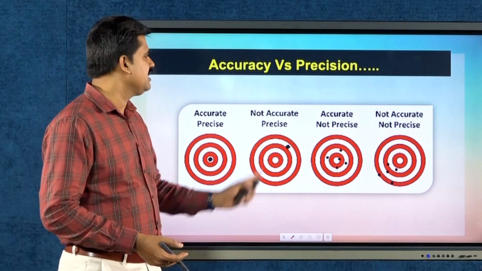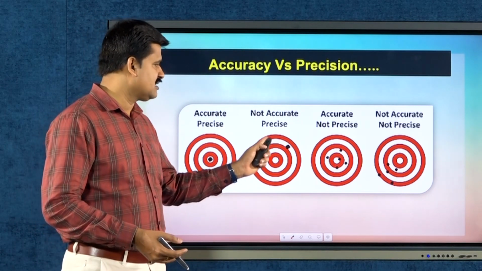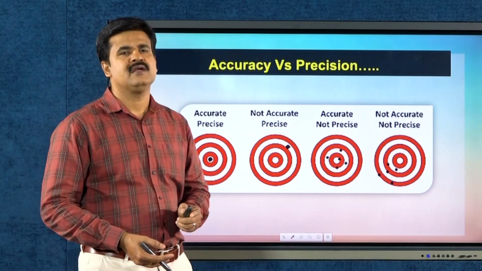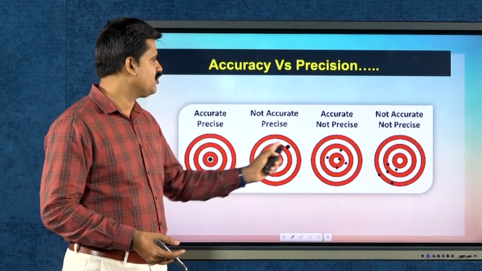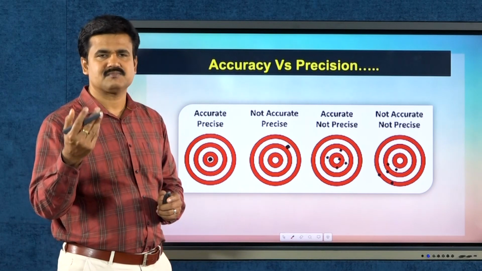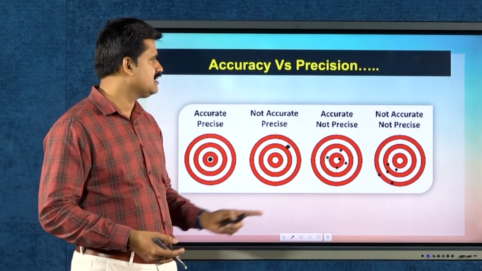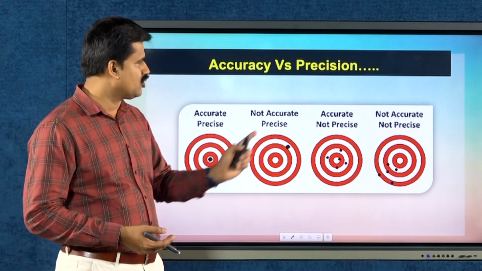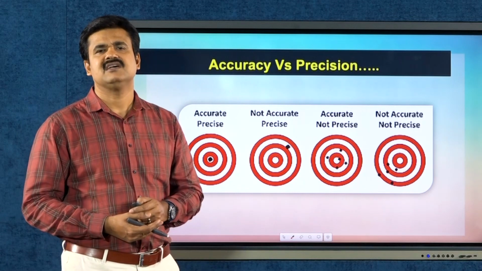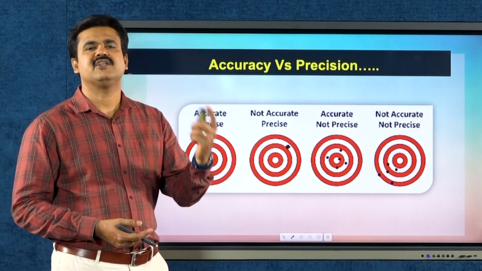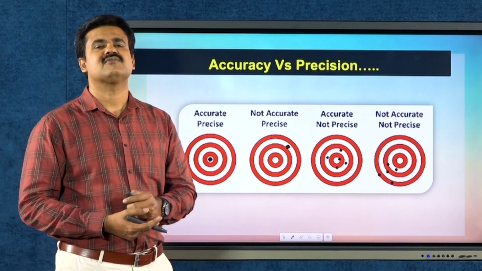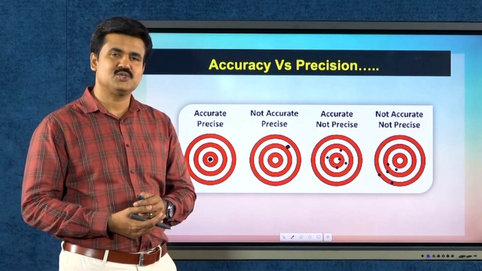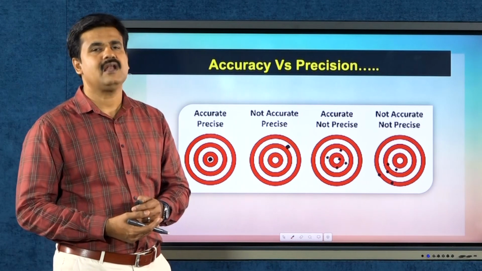Consider the second one. In the second situation, the actual target is at the center, but you got a result which is away from the point, and these are some points. So you can say that the result is precise but not accurate. The next situation represents accurate but not precise, and the final situation represents not accurate and not precise. So there are 4 possibilities as far as accuracy and precision considered together in the case of an analytical measurement.